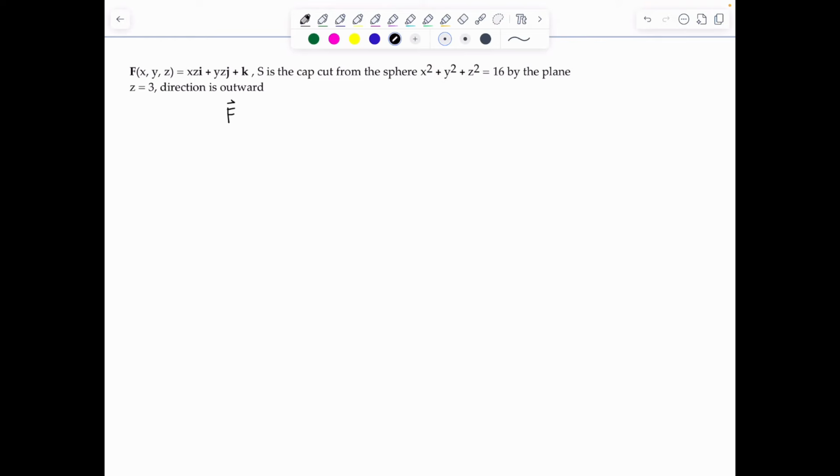Okay, here's my vector field. I always like rewriting it just in component form without the unit vectors. Okay, x, y, y, z, 1. Exactly. S is the cap from the sphere, x squared plus y squared plus z squared equals 16. That's cut by the plane z equals 3, direction outward. So I feel like we should solve for z because we're also cutting it with the plane z equals 3. So z equals square root. I'm just going to take the positive radical if it's being cut by the plane z equals 3.